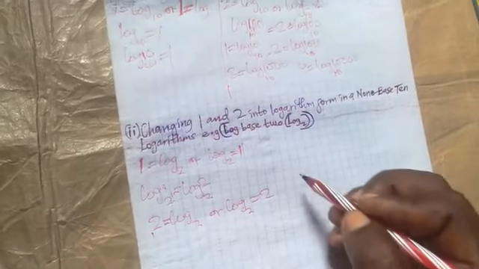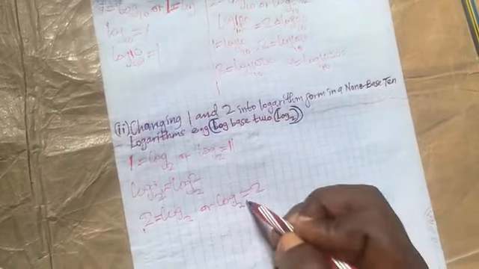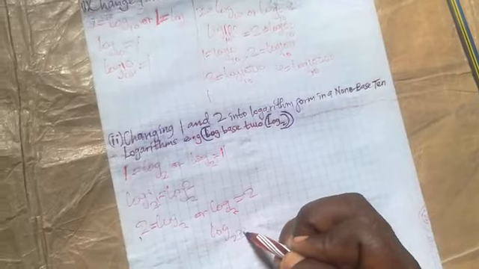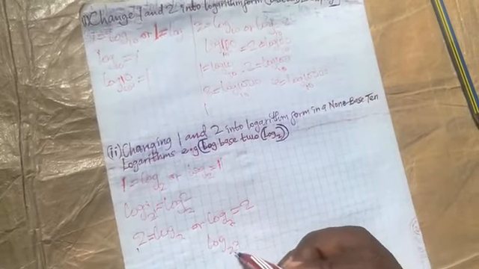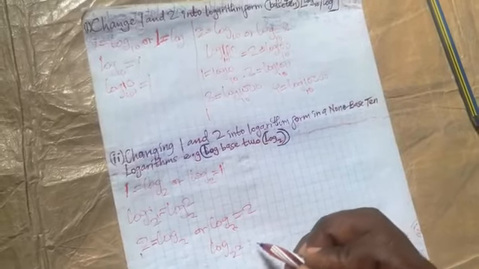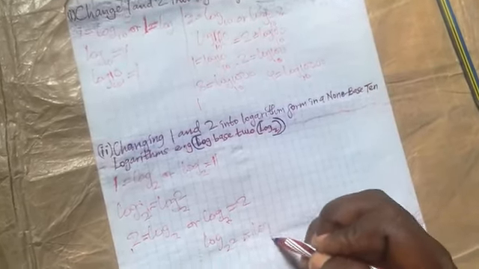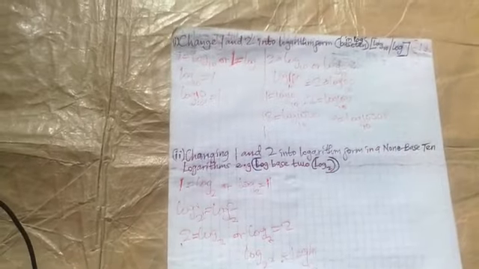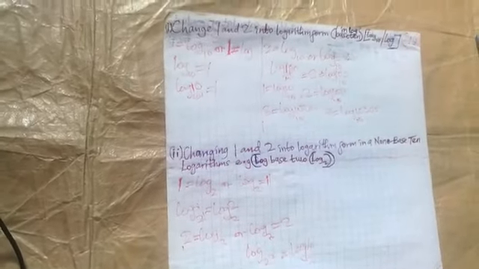Now when 2 becomes the power, this will be log base 2 power 2. See that 2 power 2 is 4. Our exponent will be log 4 base 2. And this is how we can generate our logs.